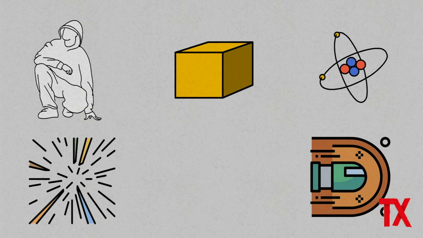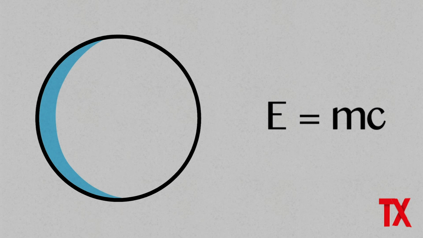If an object tries to travel 186,000 miles per second, its mass becomes infinite, and so does the energy required to move it. For this reason, no normal object can travel as fast as or faster than the speed of light.